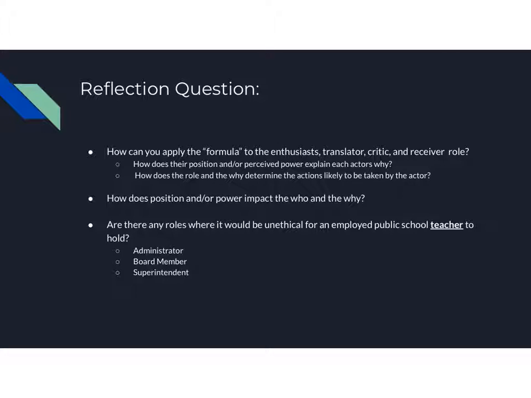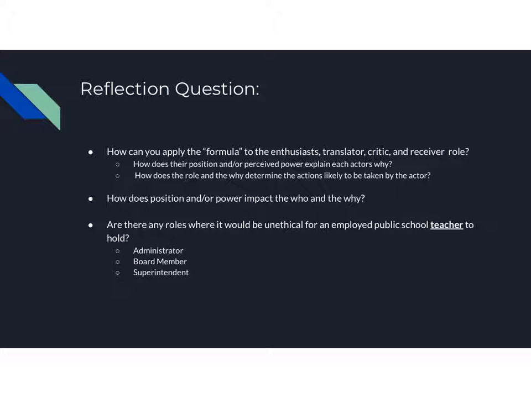So again, we have these reflection questions. If I was presenting this live and we had an opportunity to talk with each other, these are some of the questions that I would ask you to talk about in your group, talk with your elbow partner, and then share out and have more class discussion.